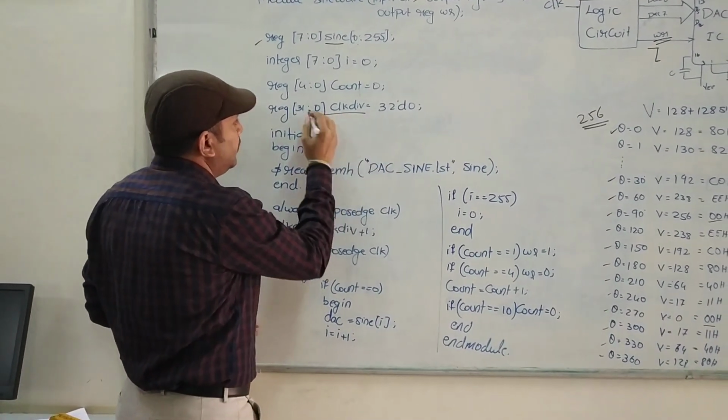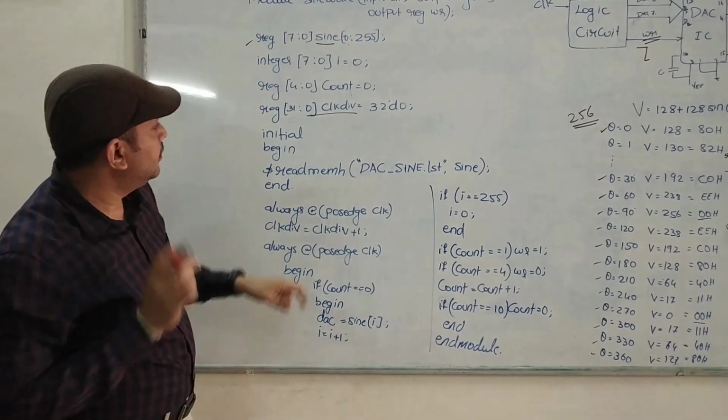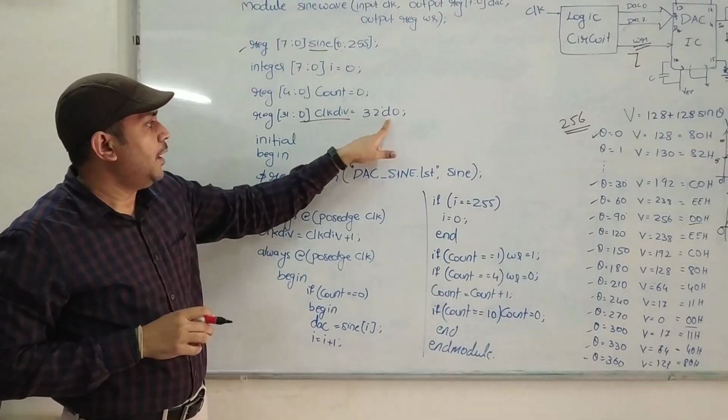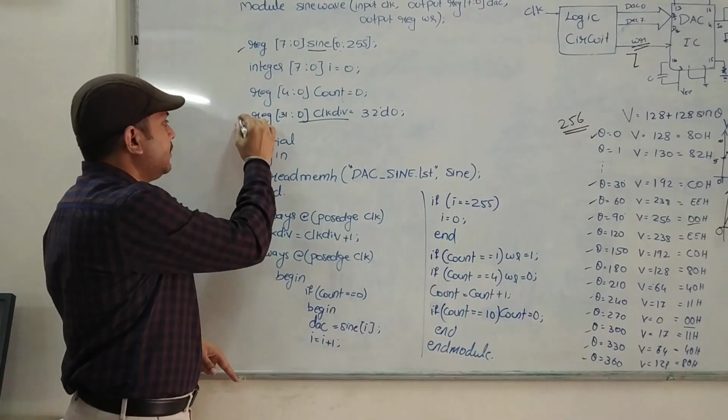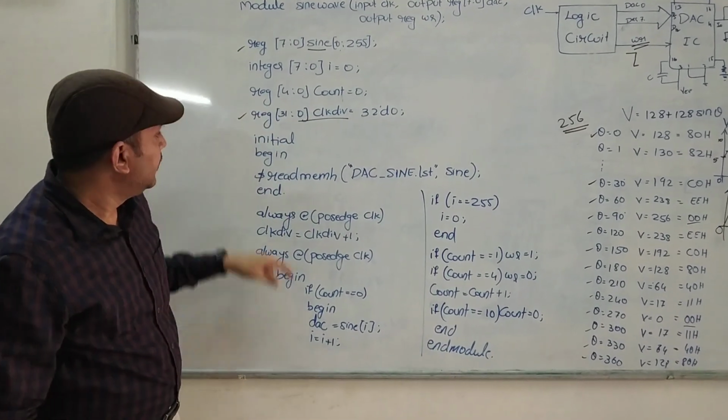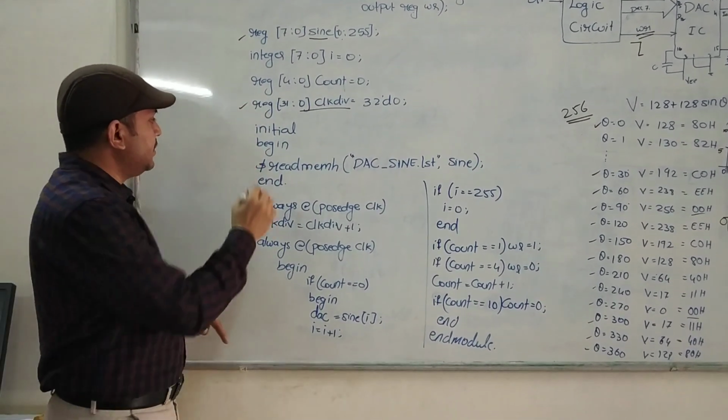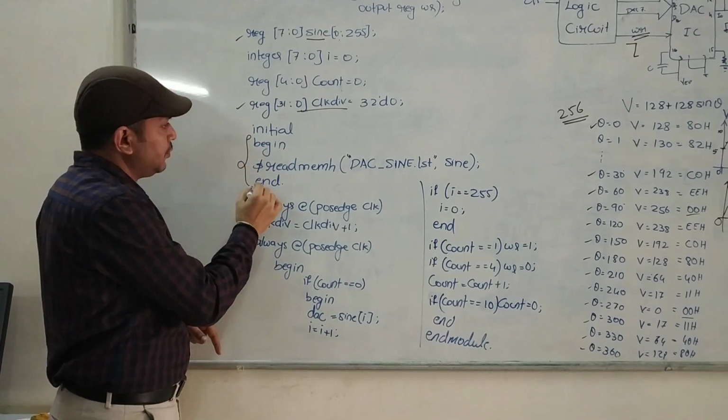Next, the clock due is as usual. We have a clock due 32-bit variable and I have declared it as 0. I will come to this later, why I have declared it. Next, initial begin. This part is very important. This is very new to me.